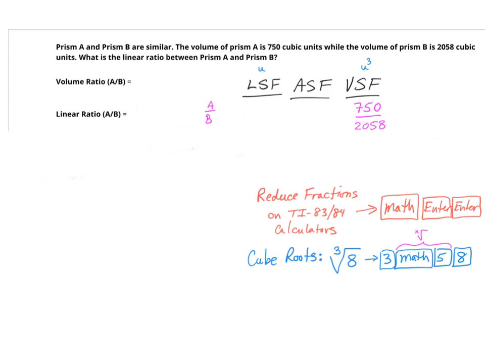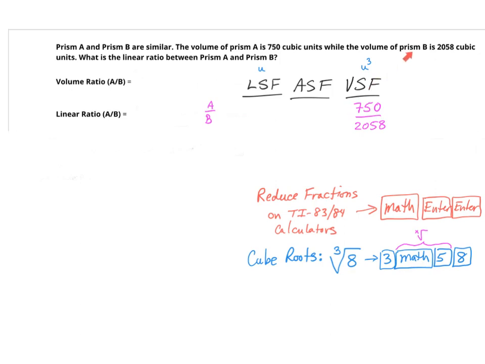My best advice for you when you're working with questions like this is to list off the 3 different types of scale factors. You have linear scale factors, area scale factors, and volume scale factors. In this problem, as you read it, you're talking about prism A being 750 cubic units. That is a volume, so I'll put that under the volume category.